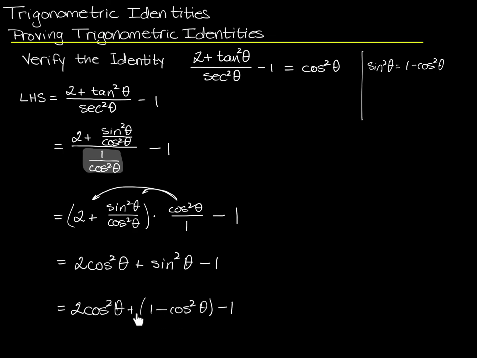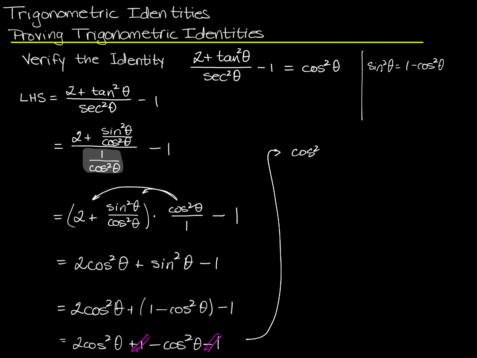Now I'm going to try to get rid of these parentheses. And since I'm adding sine squared, I'm adding 1 minus cosine squared, I can basically just drop the parentheses. So I get 2 cosine squared theta plus 1 minus cosine squared theta minus 1. The 1's cancel, and I have 2 cosine squared theta minus 1 cosine squared theta. That's cosine squared theta. And lo and behold, that's the right-hand side.